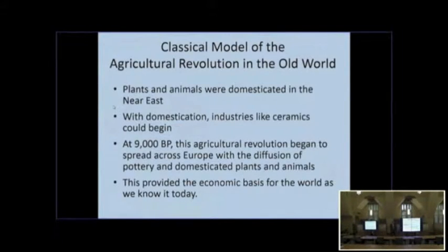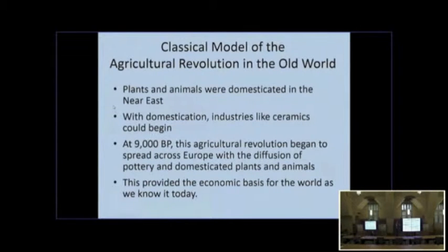So here's the classic model of the agricultural revolution in the Old World. Ancient hydraulic civilizations. Plants and animals were domesticated in the Near East. That actually is not going to change for the point of this talk. With domestication, industries like ceramics could begin. And then at 9000 BP, the agricultural revolution began. It spread across Europe with the diffusion of pottery, domesticated plants and animals. And then this provided the economic basis for the world as we know it today.